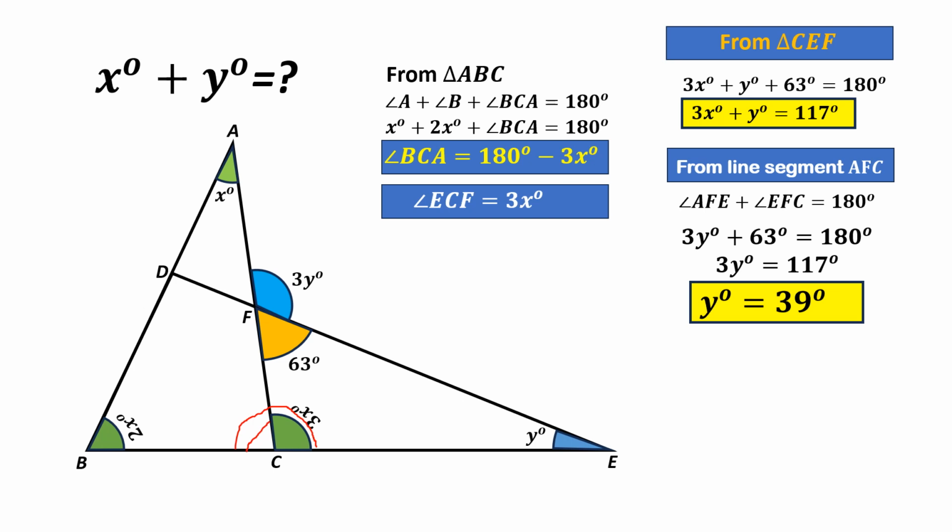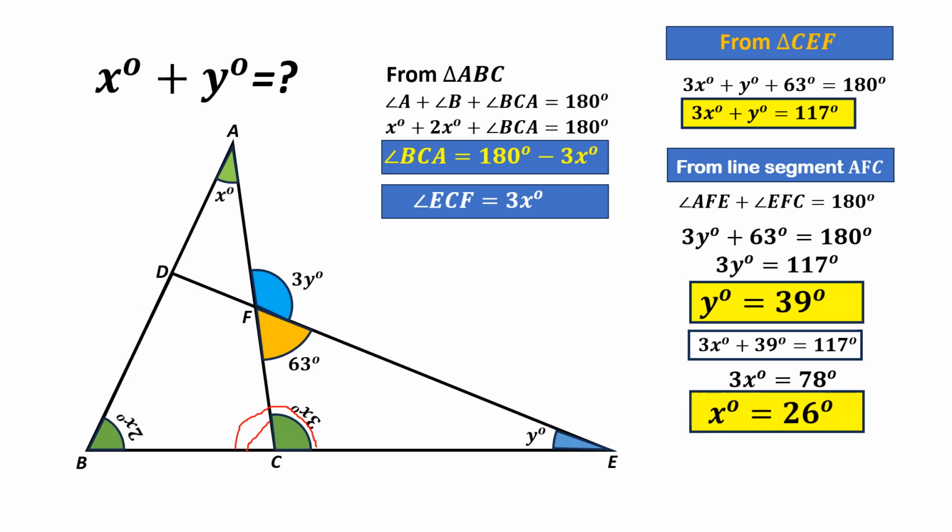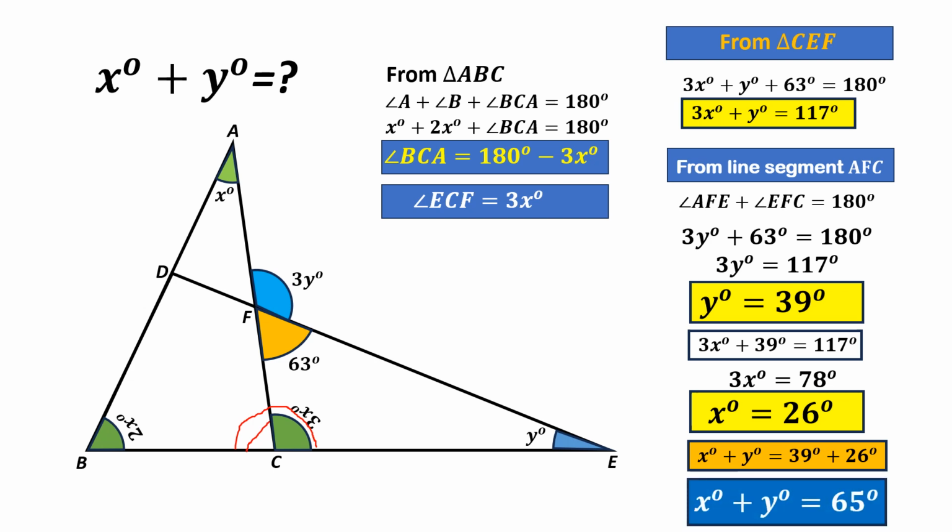Now substituting this value of y in this equation, we will get 3x plus 39 degree is equal to 117 degree, and from here 3x is 78 and then x is equal to 26 degree. Now we sum these two values, y is equal to 39 and x is equal to 26. We will get finally x plus y is equal to 65 degree, which is the required answer.